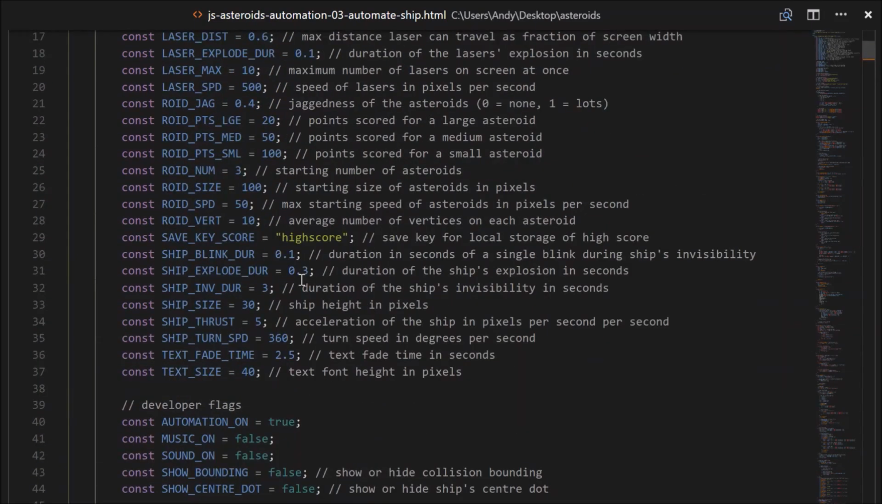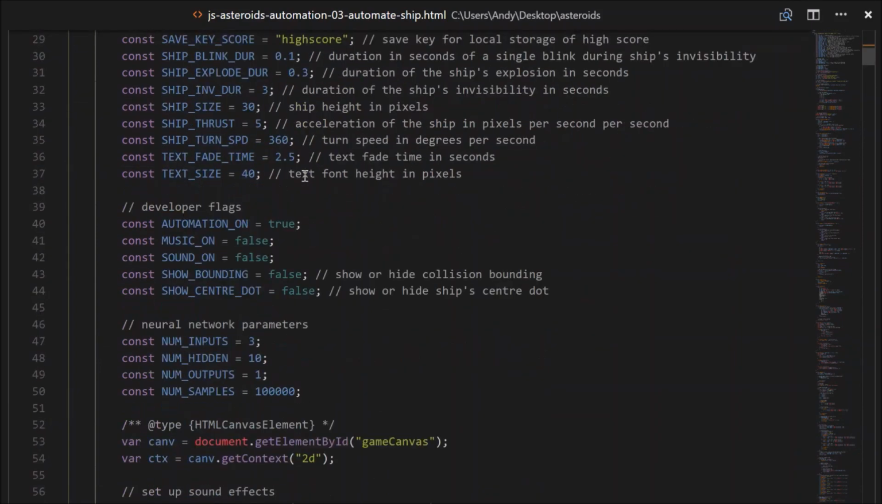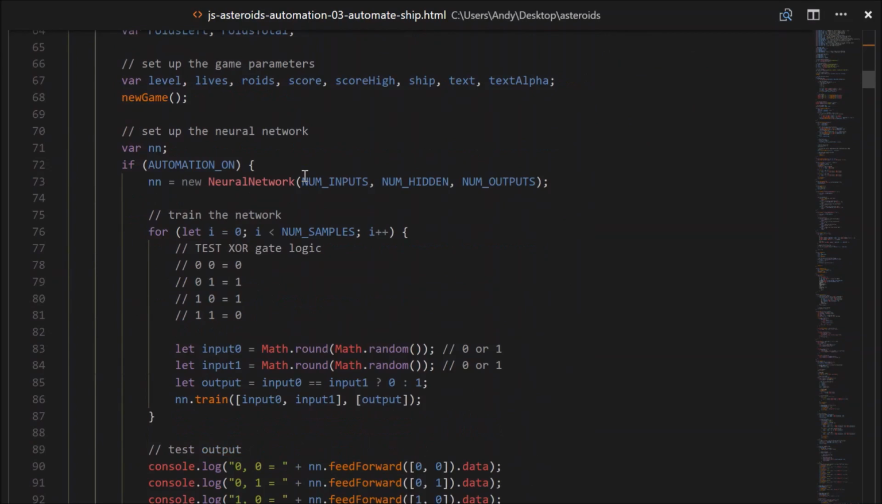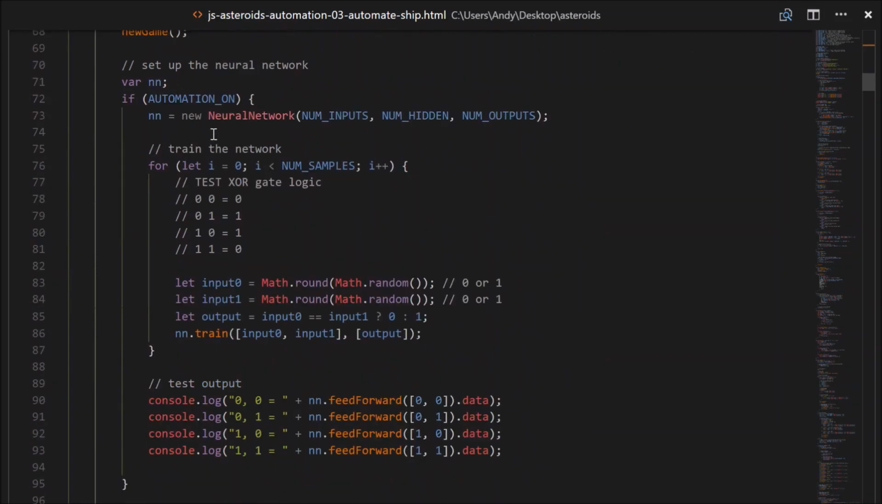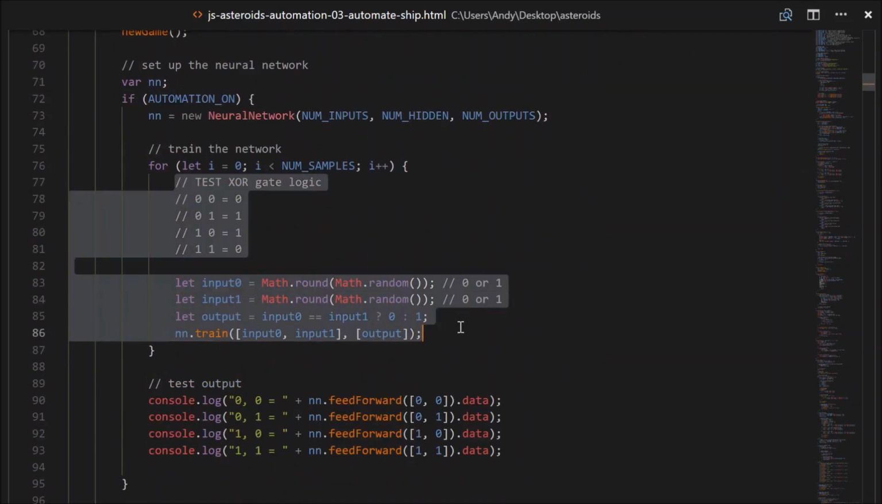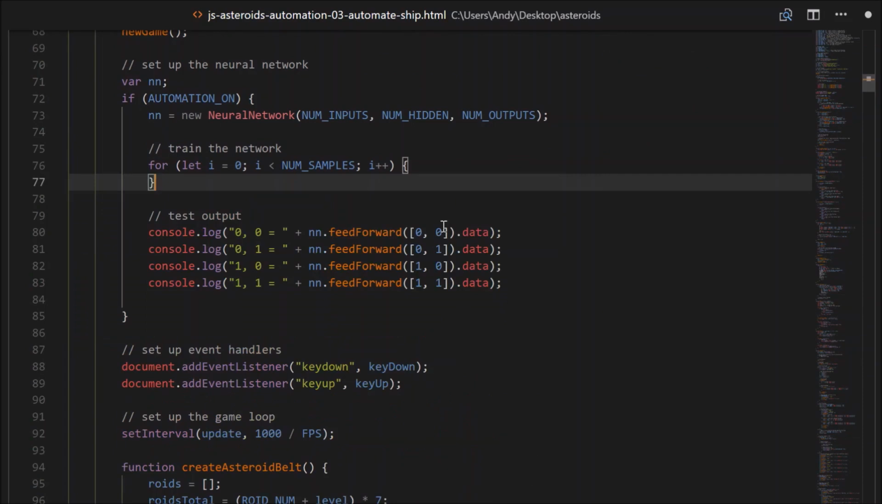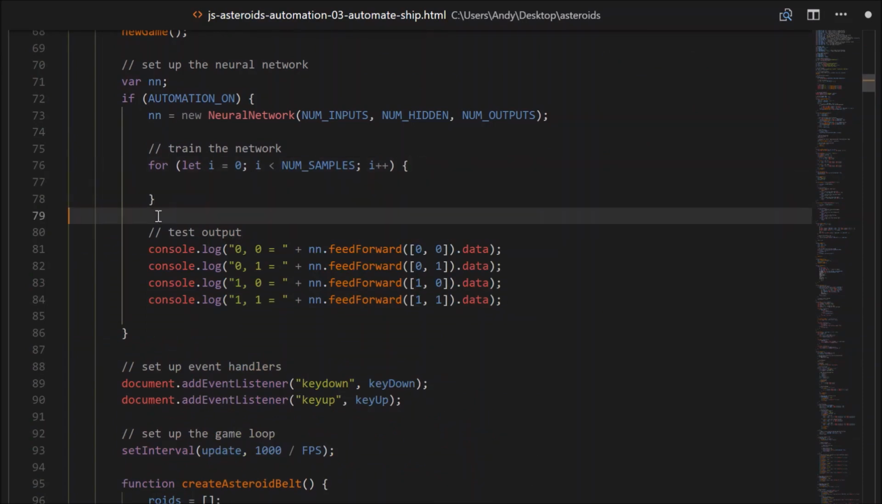How about, just for testing purposes, we'll just turn the roid number down to 1. There'll be a single asteroid. Right, head down to where we set up our neural network, where we train the network. We don't need to do any of this XOR gate logic anymore. That was just for testing our system. And we don't need this test output anymore.